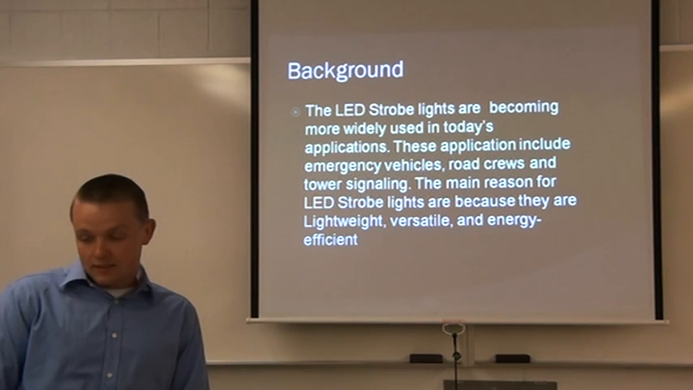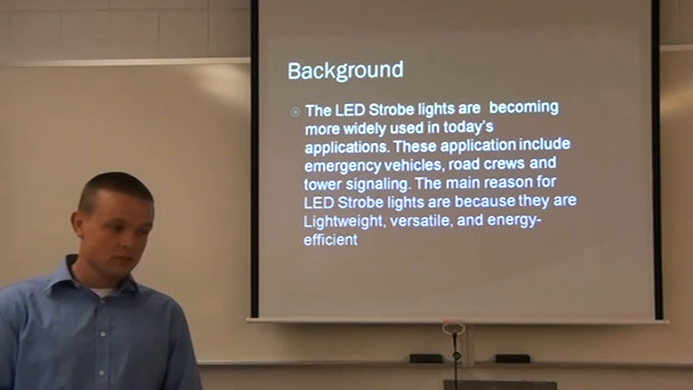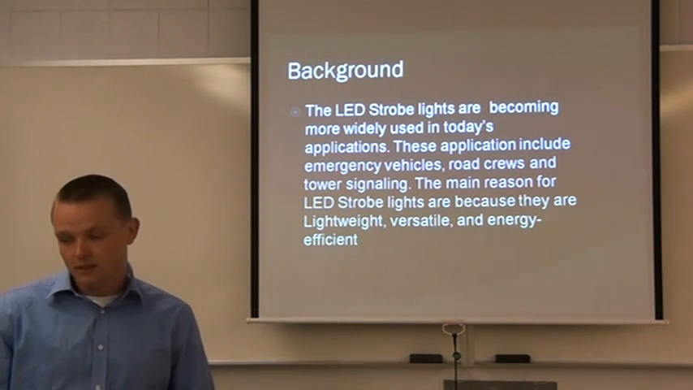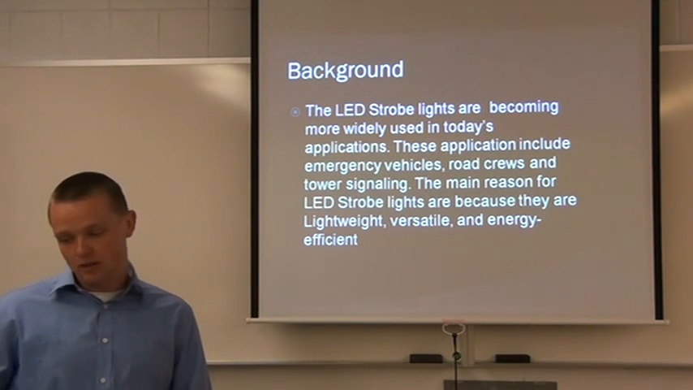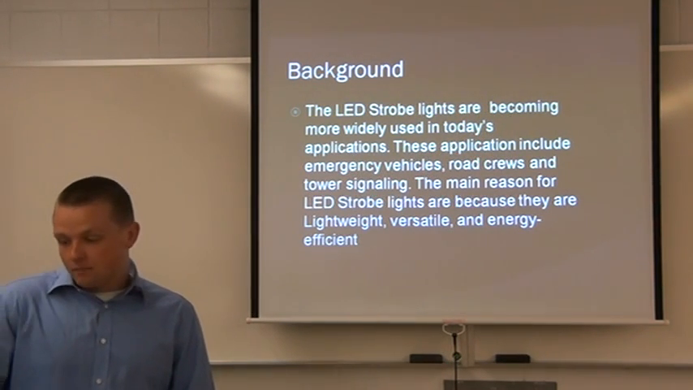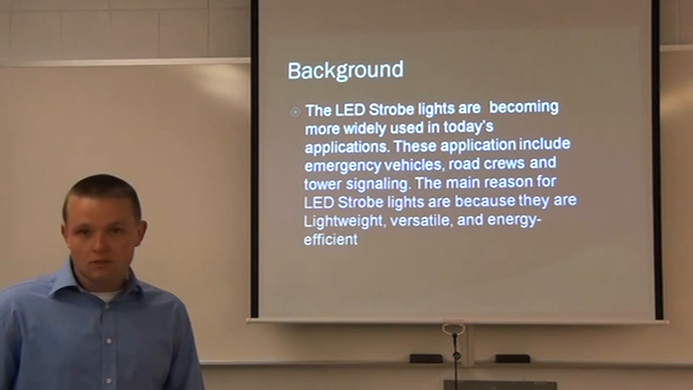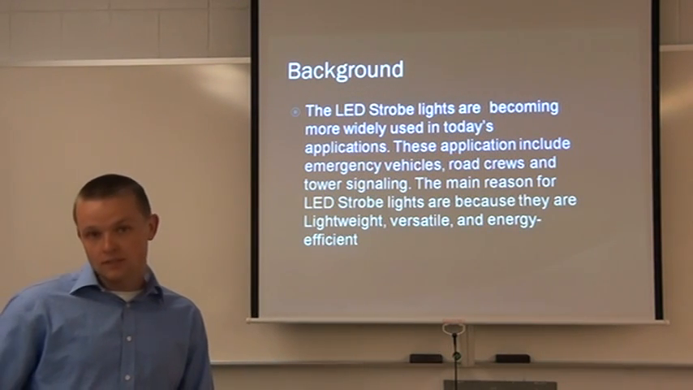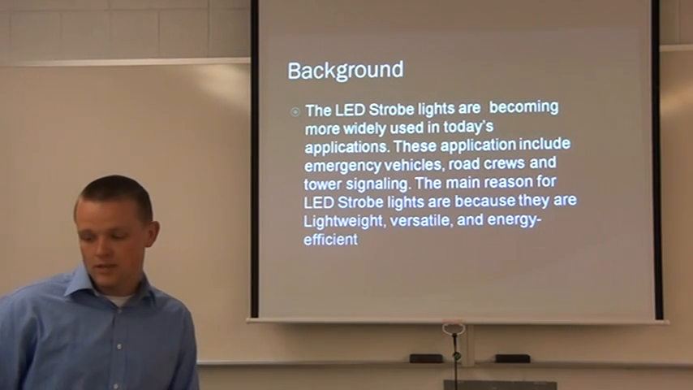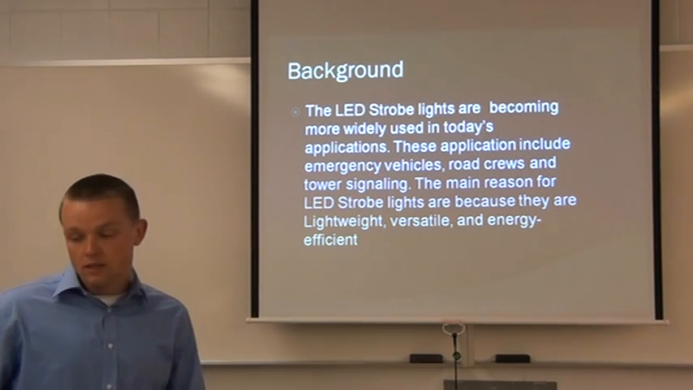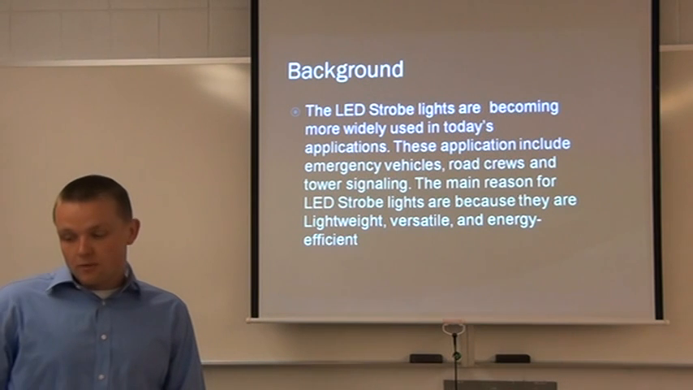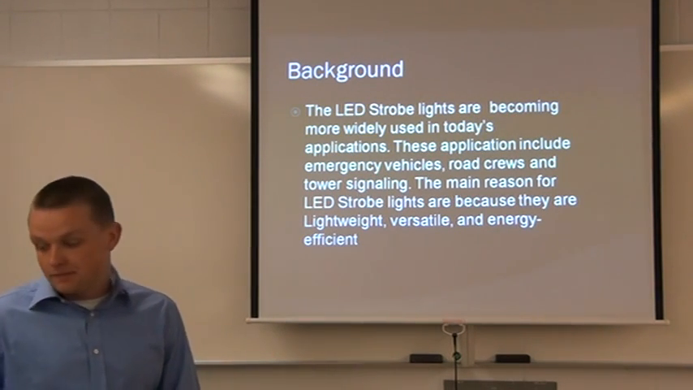Strobe lights are becoming more widely used, especially the LEDs, compared to the flash tube or other types. They are used in emergency vehicles, road crews, and tower signaling, as you see on airports, different things like that, and they're starting to implement the LEDs because they're lightweight, versatile, and energy efficient.